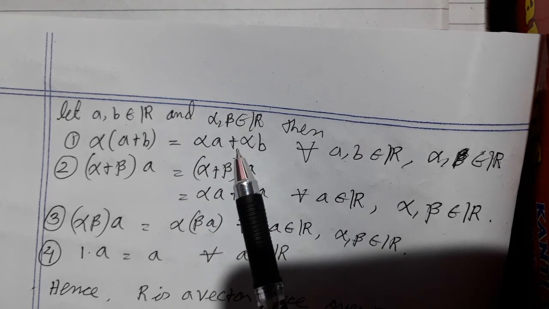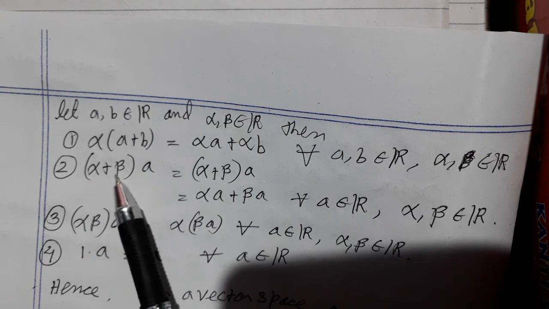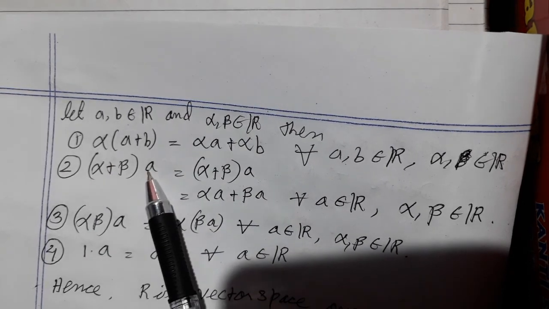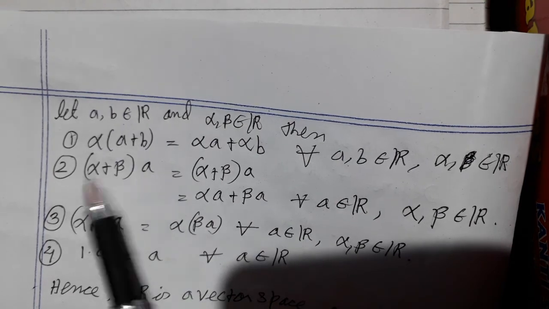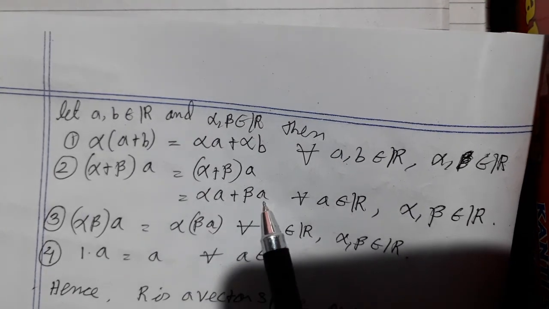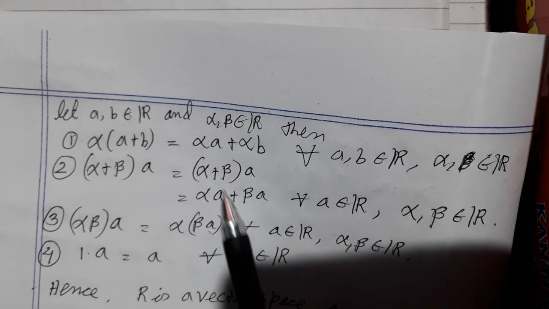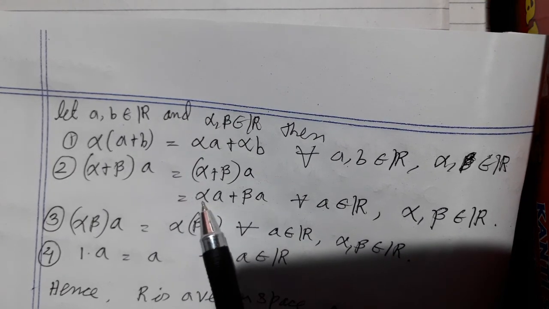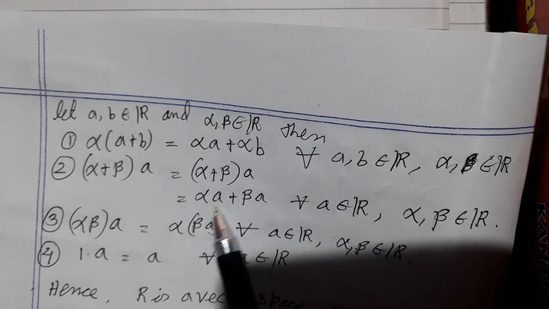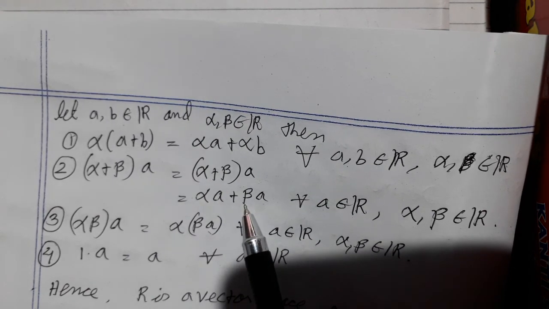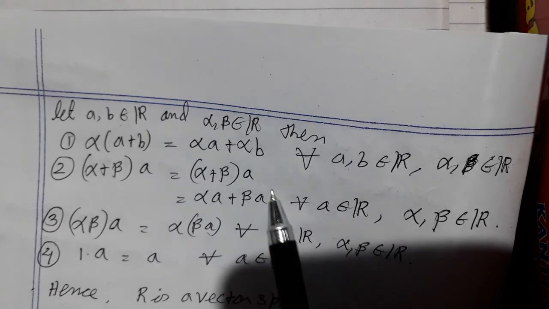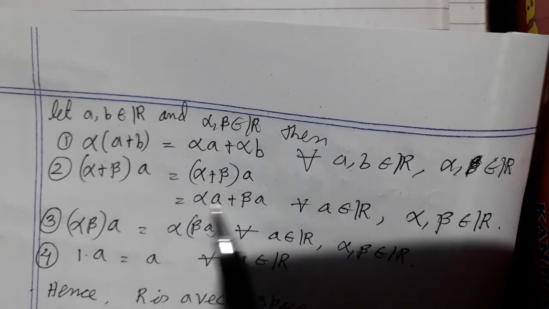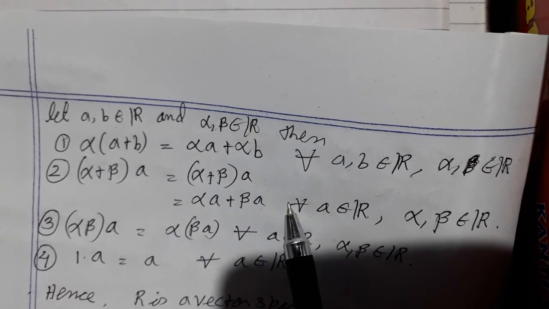So this condition is true. Likewise, if I take two scalars, these are also real numbers, so their sum is a real number, and we can multiply inside, so we get alpha a plus beta a. This alpha a is a real number, because alpha is a real number and a is a real number, so the product of two real numbers is a real number. Beta is a real number and a is also a real number, so the product is again a real number, so the sum of two real numbers is a real number, and this belongs to the real numbers.